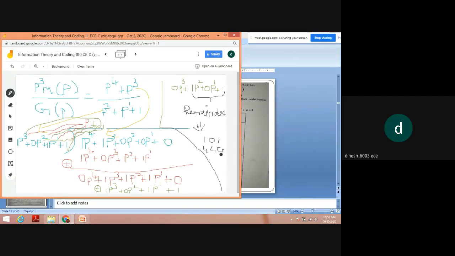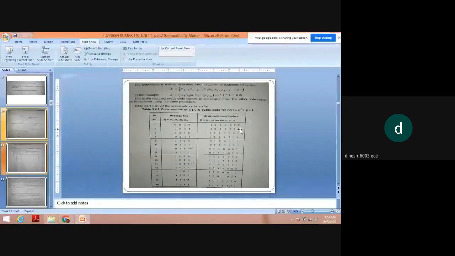So the equivalent check bits are c0, c1, c2. We get 101. Let me see in the table. The table for 0011 gives 101 as the check bits. So this is how to find the systematic code vectors. I think those who had doubts would have got clarified how to solve.